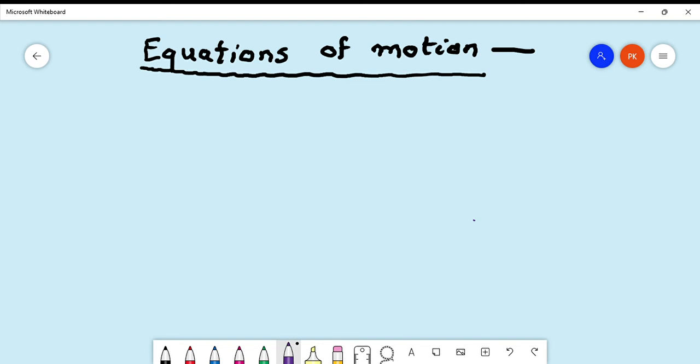Hello children, we have already seen in the last lesson what the equations of motion are, and we had derived the first equation of motion. Can you please tell me what was the first equation of motion? Yes, what was it? V is equal to U plus AT.